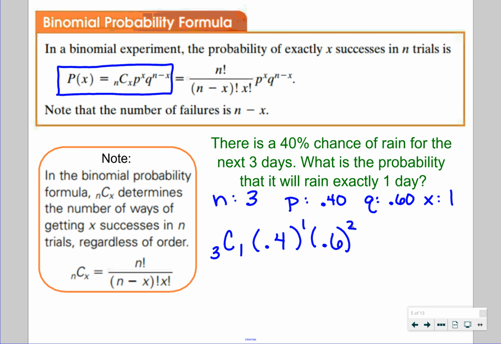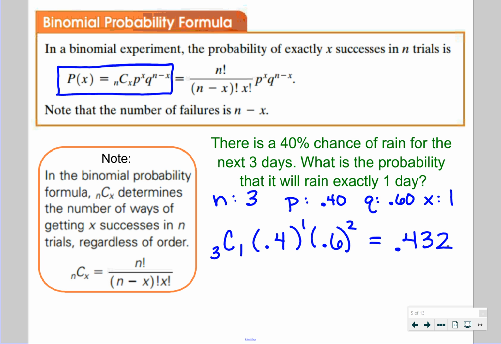You can do this in your calculator now, or you can do it by hand if you want to use the factorial formula, but the calculator is probably going to be easier when the numbers get a little bit larger. So remember that the combination formula is under math probability in your calculator. So 3 choose 1 times 0.4 to the first times 0.6 squared, and you should get 0.432. That is the correct answer.